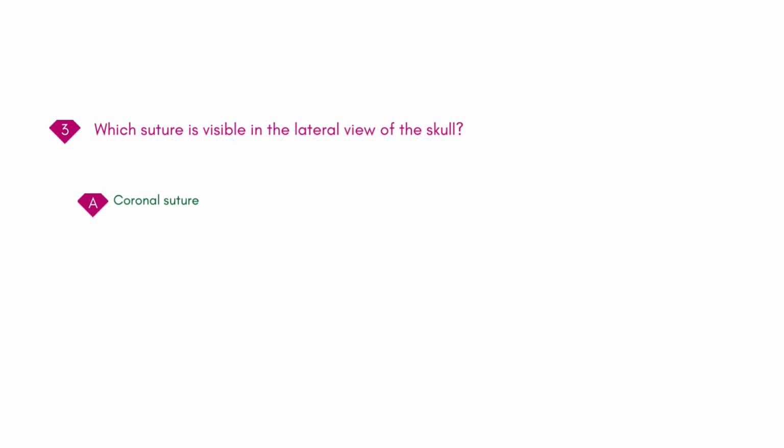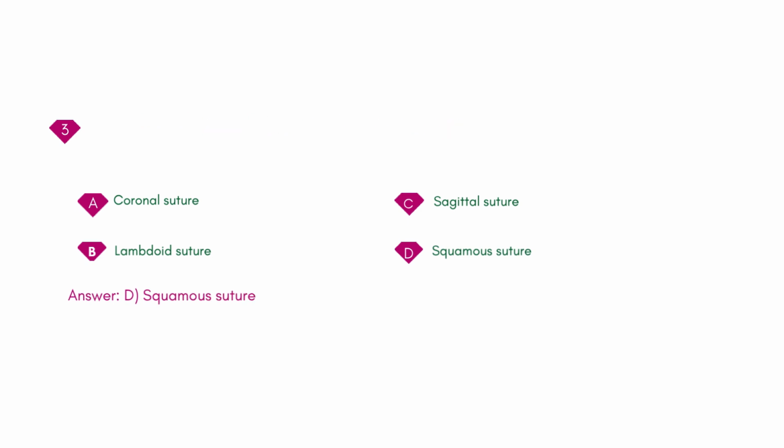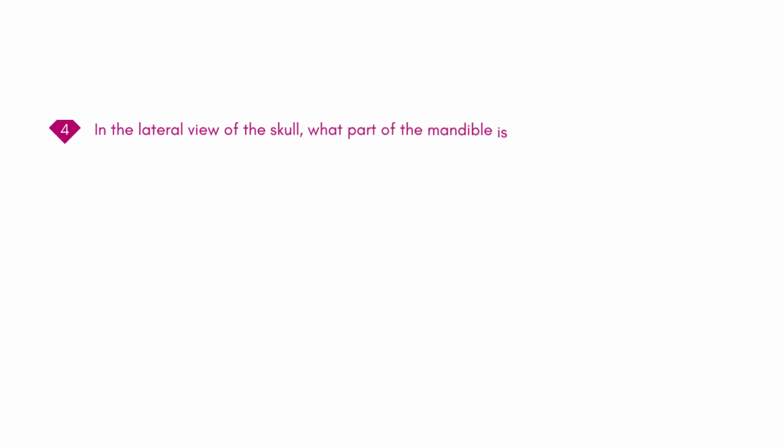Which suture is visible in the lateral view of the skull? A. Coronal suture. B. Lambdoid suture. C. Sagittal suture. D. Squamous suture. Answer: D. Squamous suture.